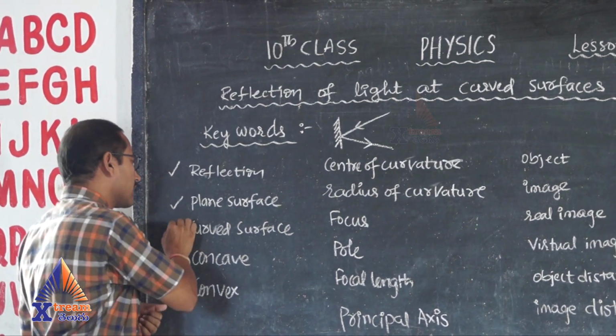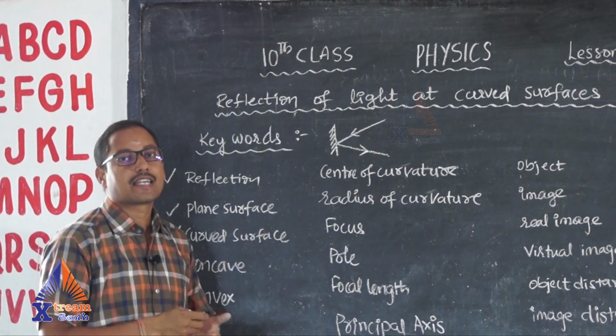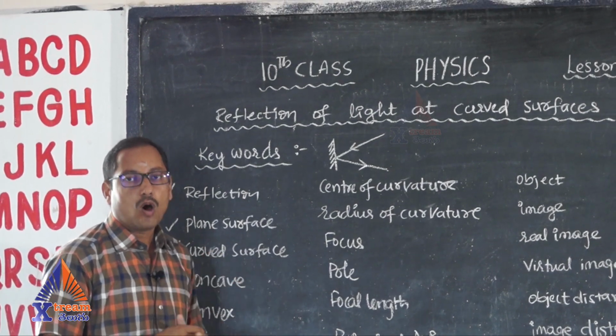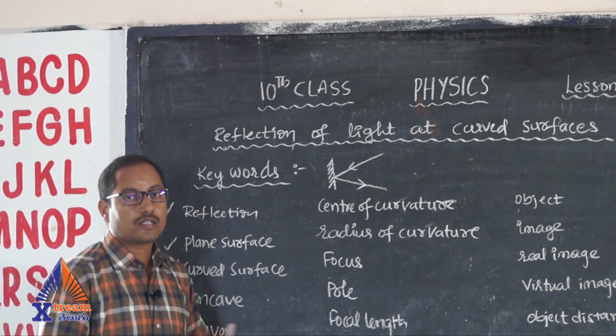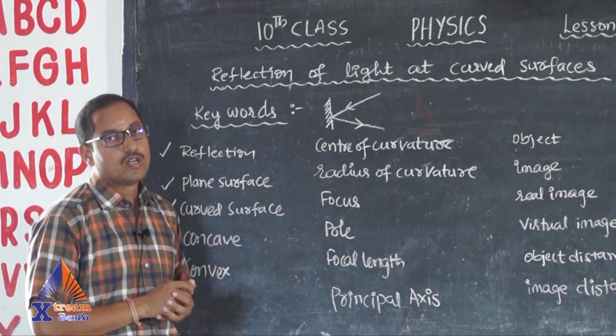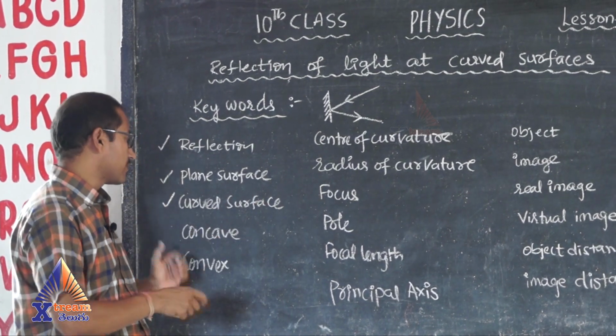Next, curved surface. A surface which is curved like a sphere. For example, a ball or a pot. These are examples of curved surfaces. A surface which is not plane but curved is called a curved surface.